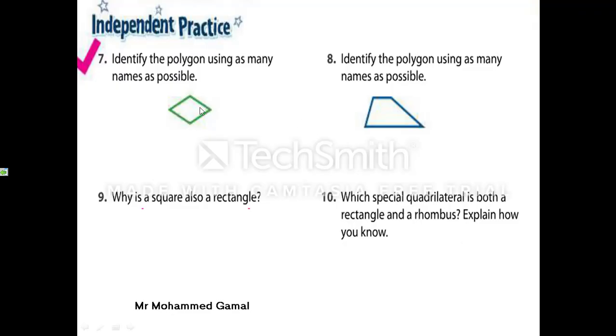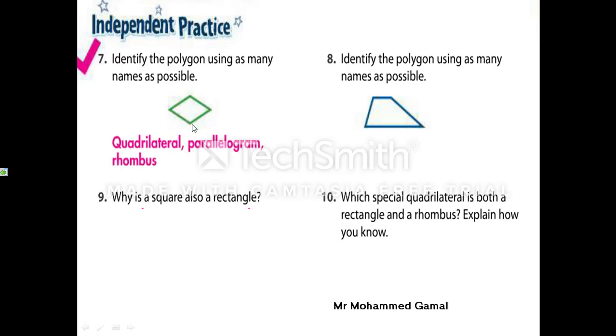In question 7 here, identify the polygon using as many names as possible. The most specific one for this one is, yes, excellent, it's a rhombus because all of the sides are equal, but the father and grandfather are parallelogram and quadrilateral, so we can name it as a parallelogram and quadrilateral as well.